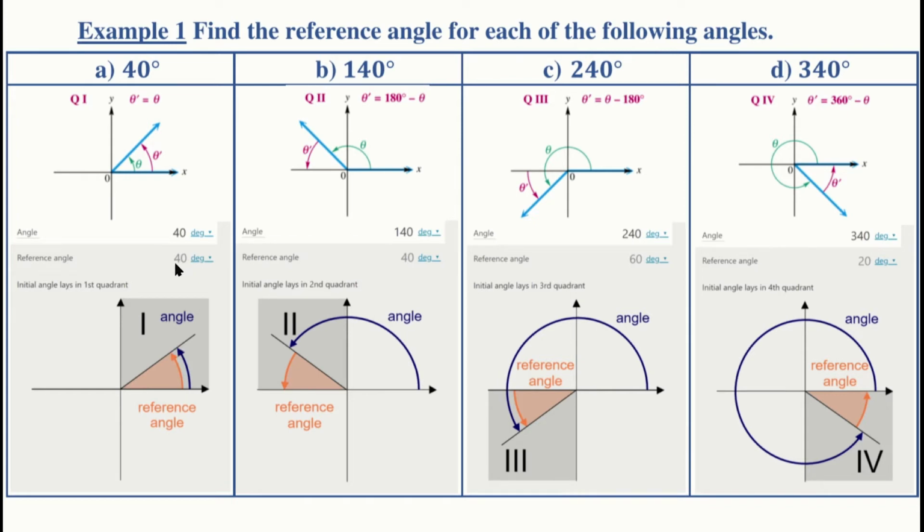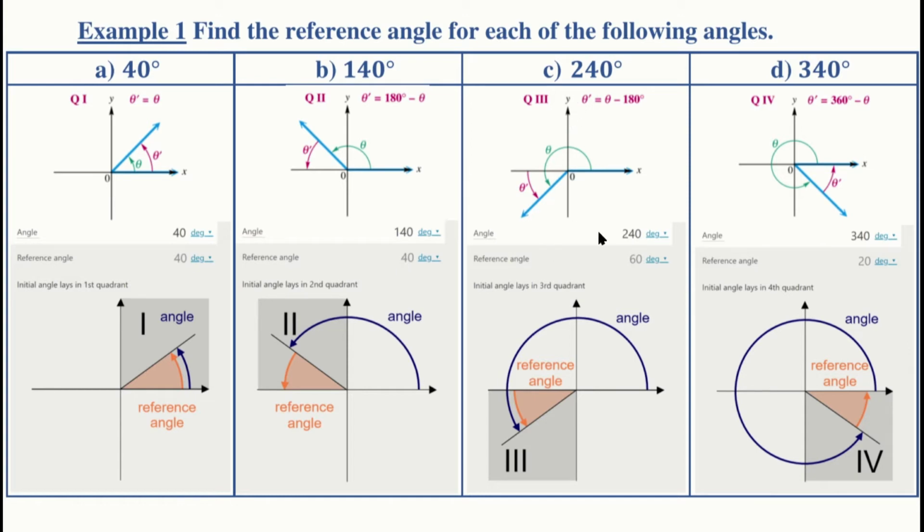It's just itself. Now for a second quadrant angle like 140 degrees depicted here, remember that the rule is that we're going to take 180 and subtract the original 140 from it to get 40. So for a second quadrant angle, you just take the angle, go 180 minus the angle, and you end up with the reference angle right there.